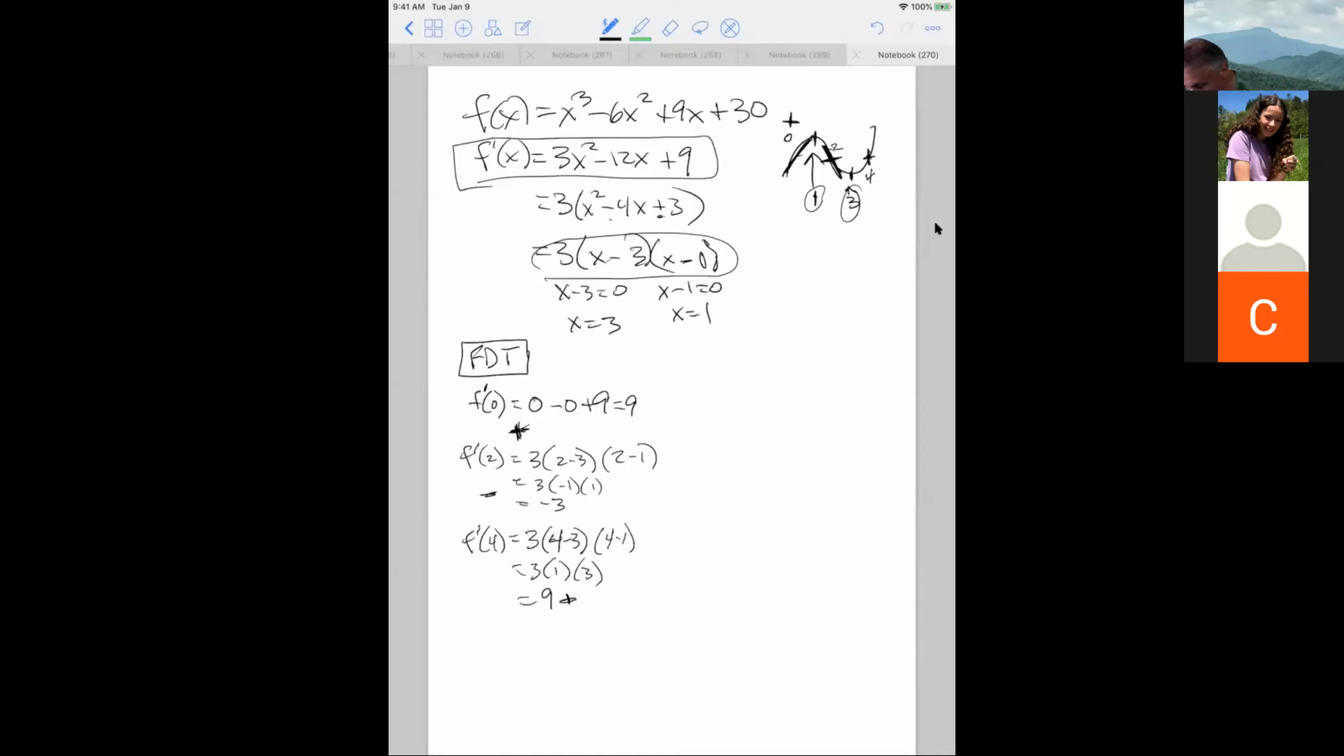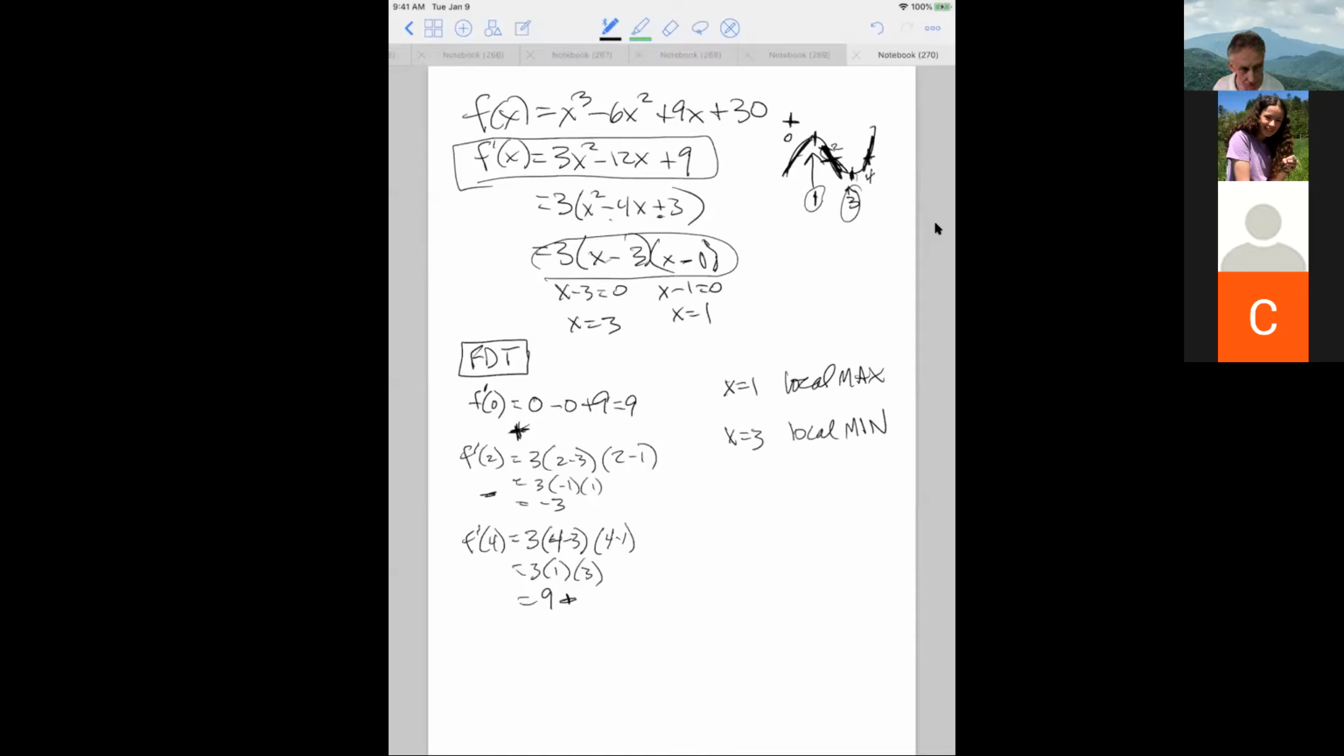Therefore, increasing on the left of 1, decreasing to the right. Therefore, x equals 1 is a local max. And at x equals 3, we went from decreasing to increasing, negative to positive. So at x equals 3 is a local min. That is using the first derivative test to determine that, okay?